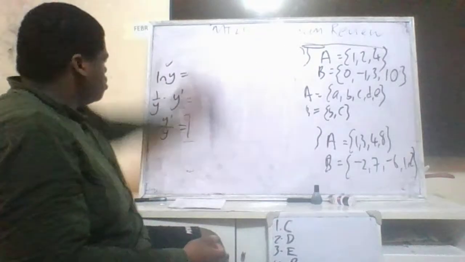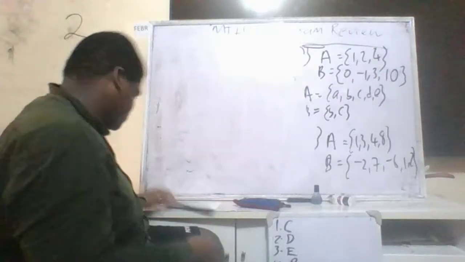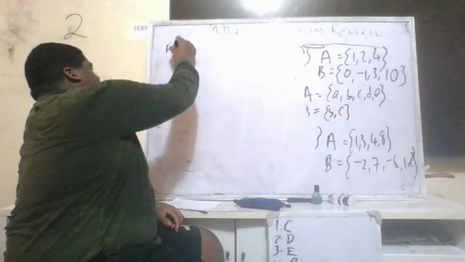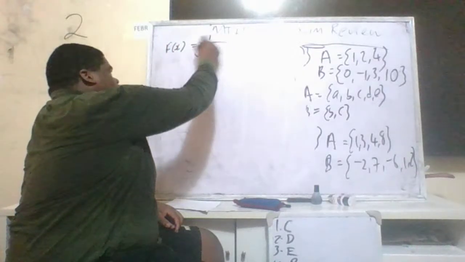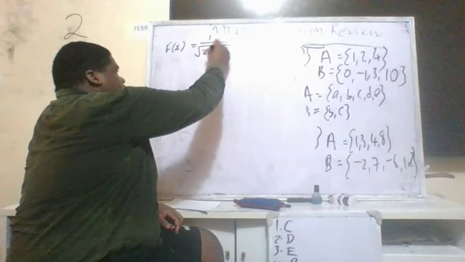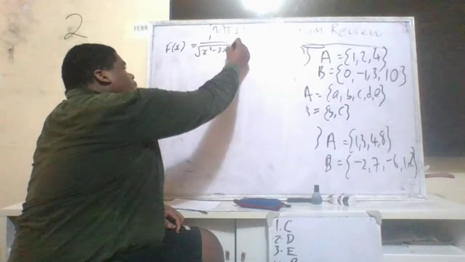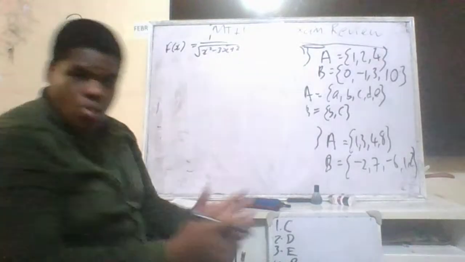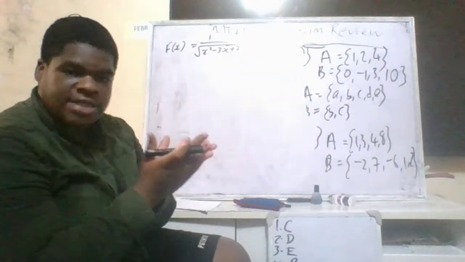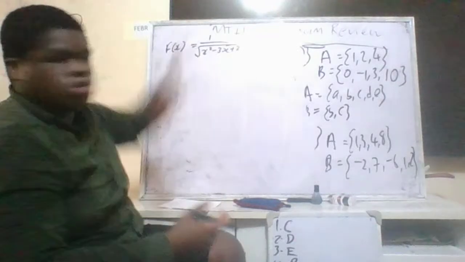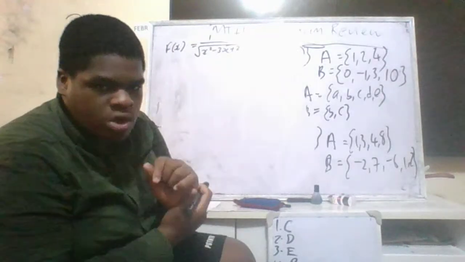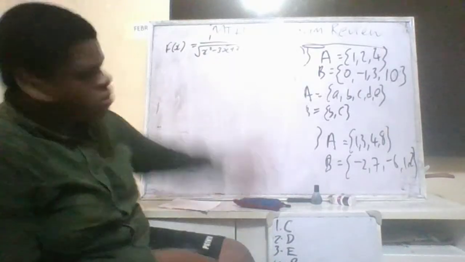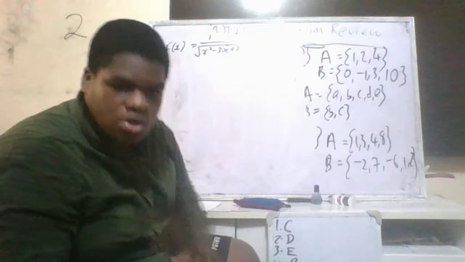We need to find the domain of this function. The function is f of x is equal to 1 divided by the square root of x squared minus 3x plus 2. Now, how do you find the domain? The domain, since this is in the real world, will be the whole real numbers minus where this function is undefined. When is this function undefined? First of all, when the denominator is equal to 0. Second of all, when you have a negative square root. So let's solve for that.